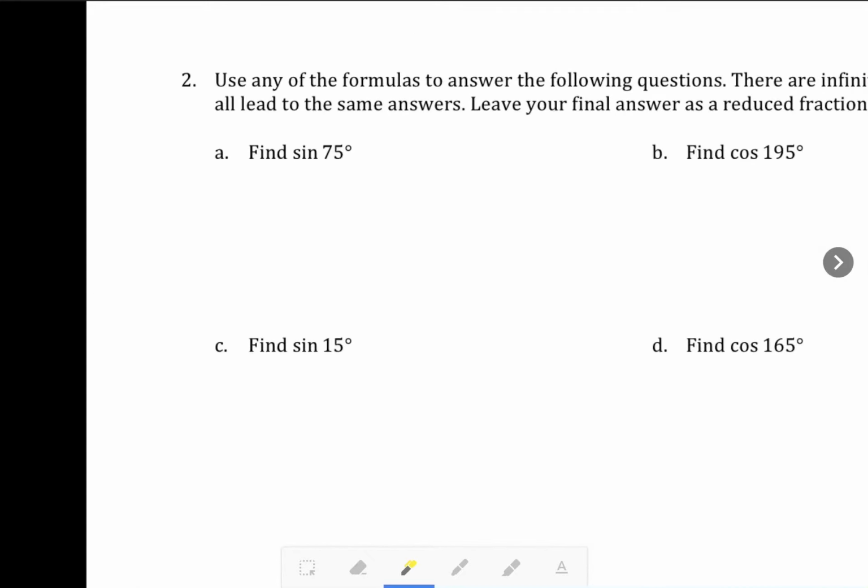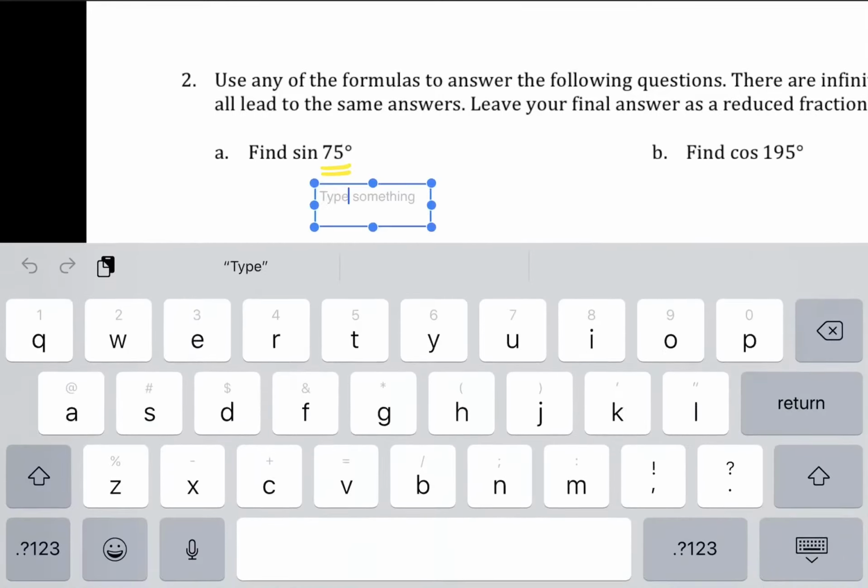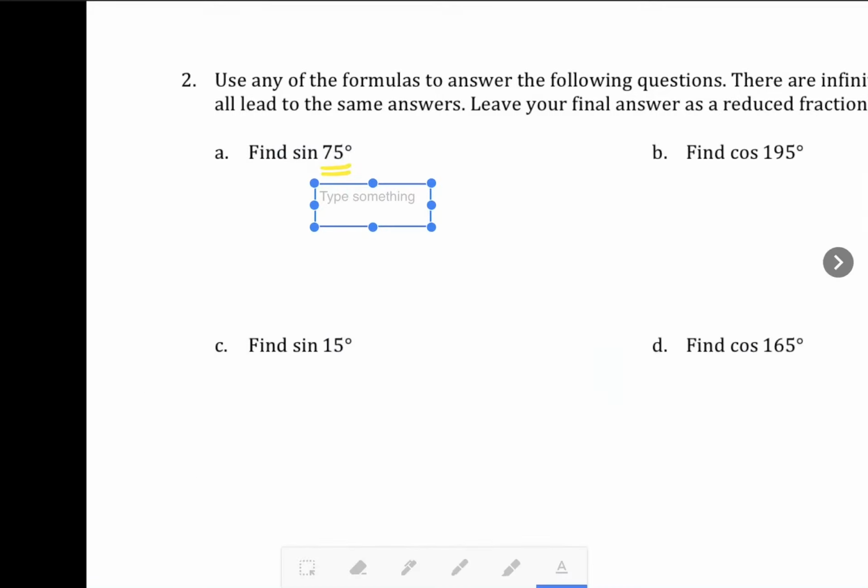For example, 75 is not on our unit circle, but if we think of it as a combination of 45 plus 30, now we can actually find the sine of 75. 15 is also not on our unit circle, but if we think of it as a combination of 45 minus 30, now we can actually find the sine of 15.